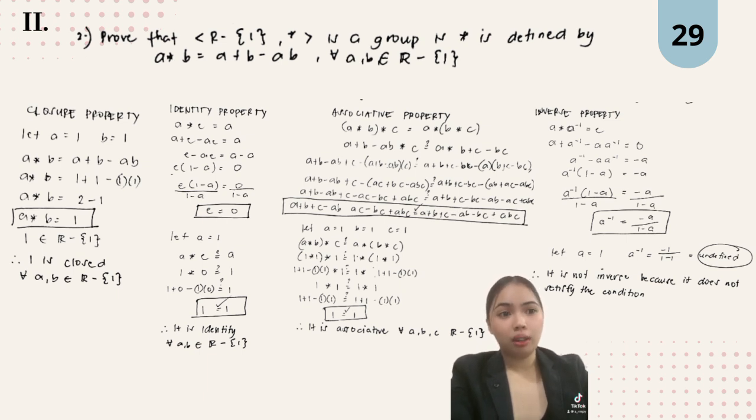Also in associative property the condition has been satisfied, but in inverse property it does not satisfy, or it is not an inverse because it does not satisfy the condition. So therefore we can conclude that this number 2 is not a group because it does not satisfy the definition of a group.